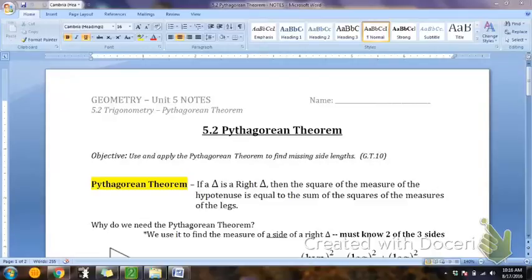Pythagorean Theorem. Anybody know what the Pythagorean Theorem is before we get started, besides reading it? What is it, Elena? A squared plus B squared equals C squared. Okay, a squared plus b squared equals c squared. Raise your hand if you've heard that before. At some point you've heard that, whether on a YouTube video, on Facebook, or whatever.